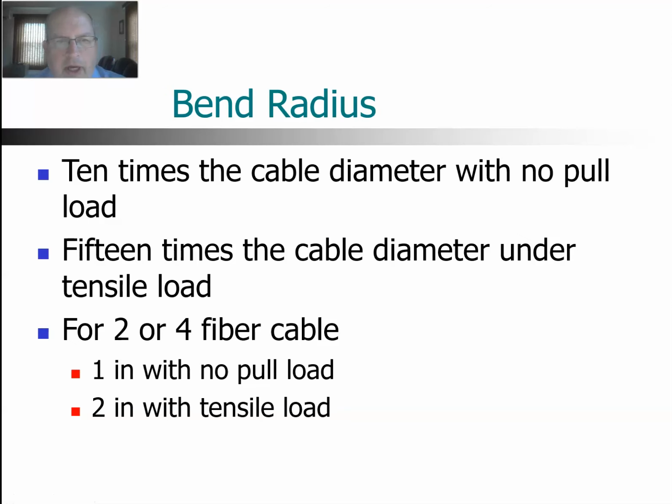Typically you'll say bend radius should be about 10 times the diameter of the cable. With no pull load; if it's under load, it should be about 15 times the diameter of the cable. And if you have multiple fibers in the cable, you can then handle it slightly differently there. So there are guidelines from the manufacturer as to what the bend radius should be. So you've got to be careful of that with installation.